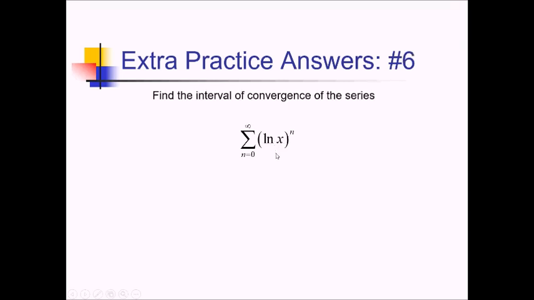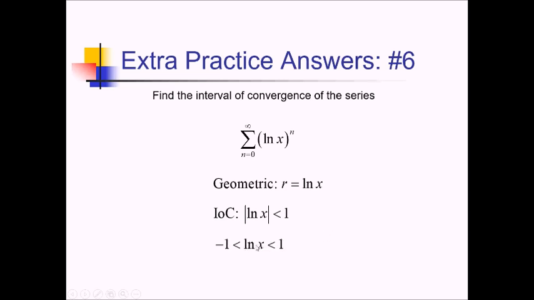On this problem, we're trying to figure out the interval of convergence for ln of x all to the n. So since this is a geometric series with a common ratio of ln of x, we can find the interval of convergence by just letting the absolute value of this r be less than 1. So writing that now, we just have to solve for x. I'm actually ready to rewrite this without the absolute value. We can just write negative 1 less than ln of x less than 1.